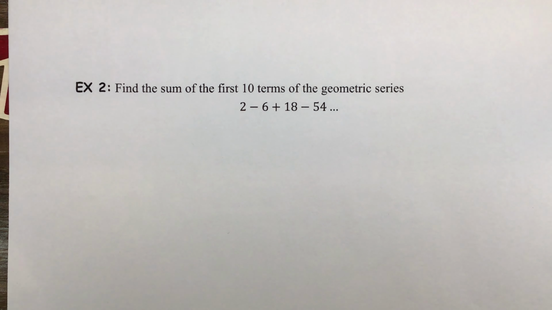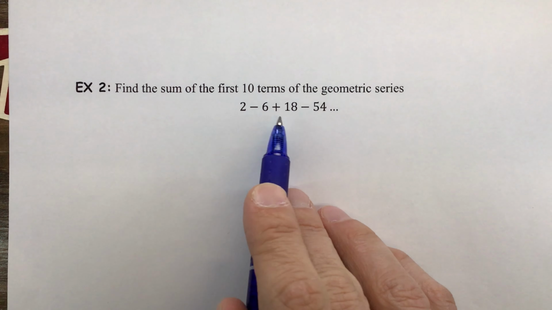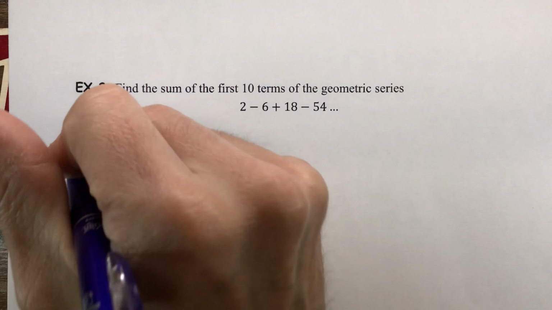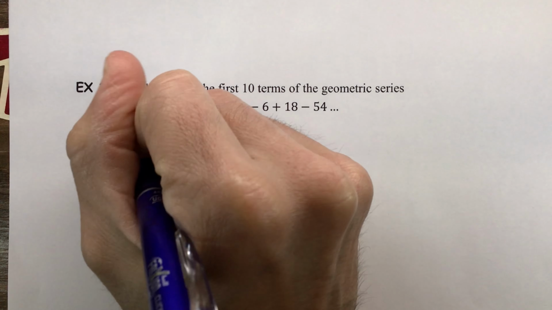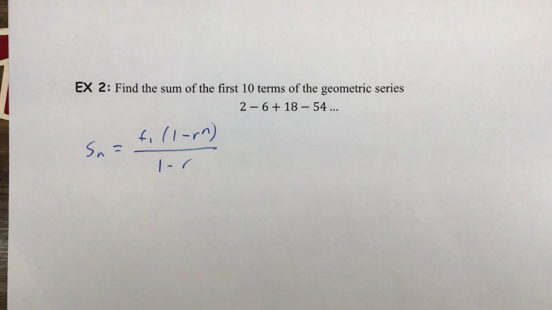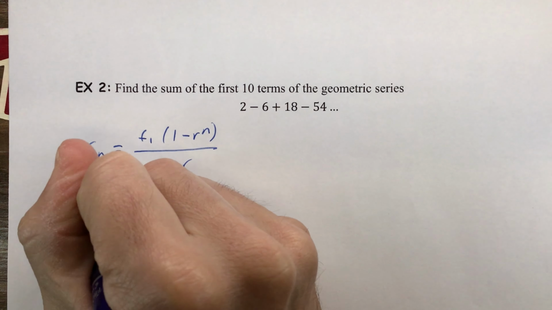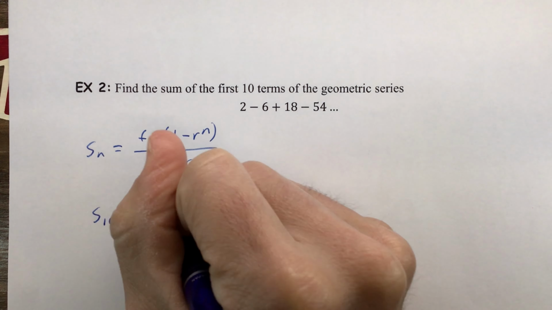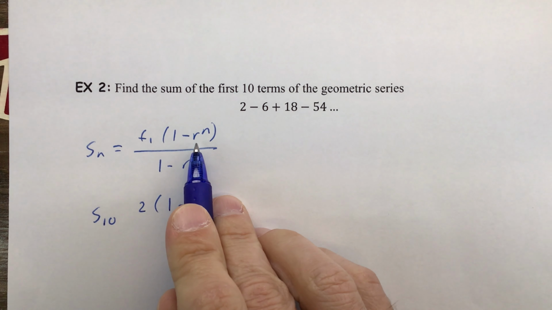All right, for example 2, we're going to find the sum of the first 10 terms of the geometric series that starts like this. So we're going to be able to use the formula we just looked at. The sum is going to be equal to T1 times 1 minus r to the nth power divided by 1 minus r. All right, so things that we need to get S10. We have to have the first term. We've got it. It's a 2. We have to have an r value.